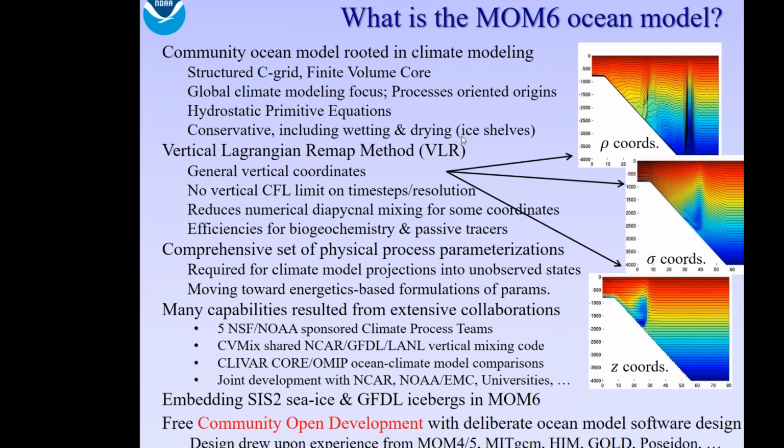It's hydrostatic, and as I said, with its emphasis on climate modeling, we've taken a great deal of care to make sure that it is conservative to round off of everything that matters, including in cases where we have wetting and drying. The emphasis there really being on looking at, say, moving grounding lines under ice shelves and ice sheets. The technique here that makes MOM so flexible is known as the vertical Lagrangian remap method.